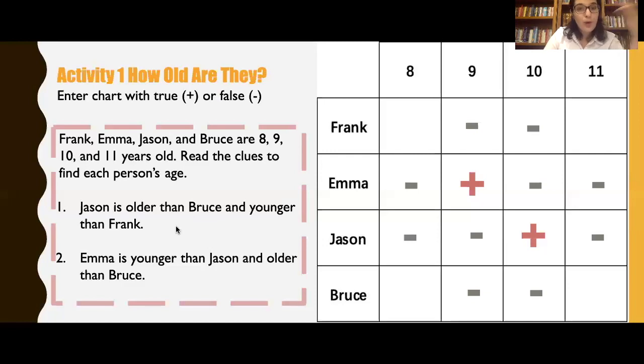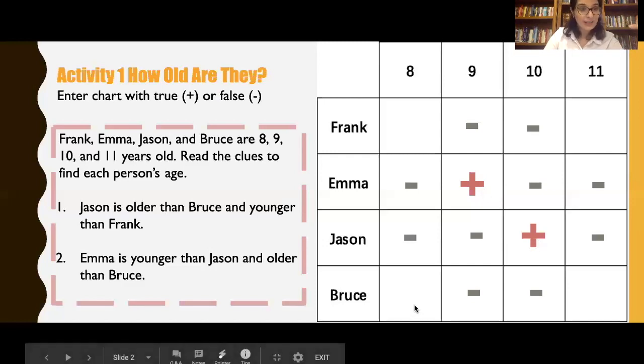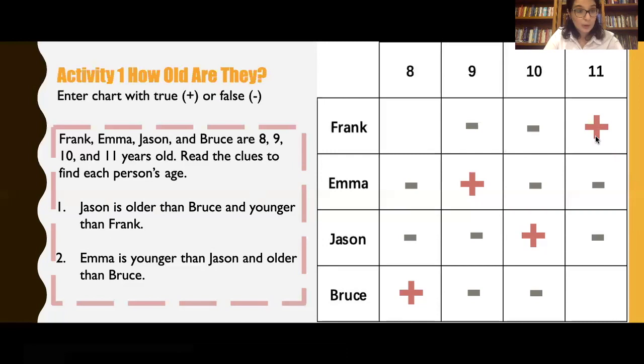Now, this number 1 is where we can figure out the rest of this. Jason is older than Bruce. Now, Jason's 10. And because Emma's 9, we know that Bruce is 8. And because Jason is younger than Frank, we know Frank has to be the oldest. Plus, that's the only one that's left. So we know that Frank is the oldest.